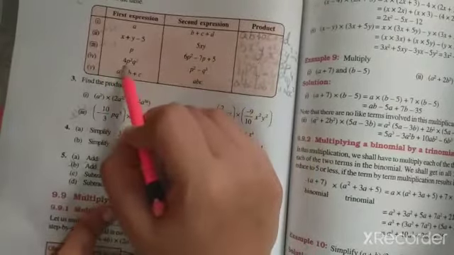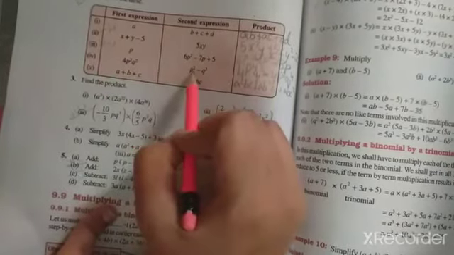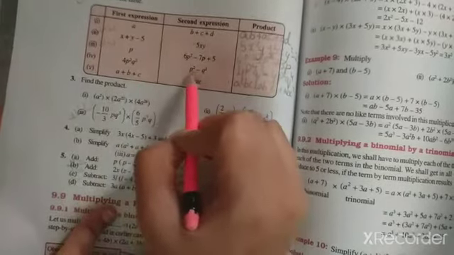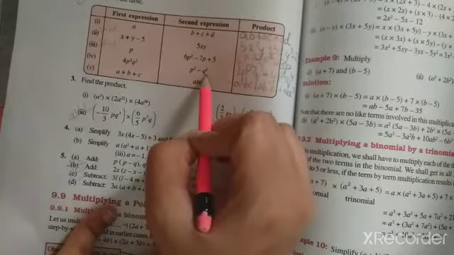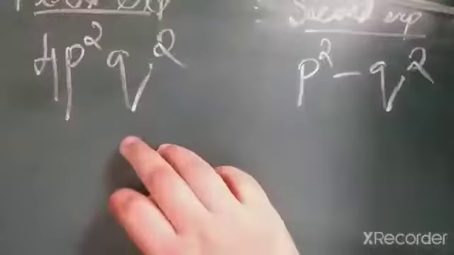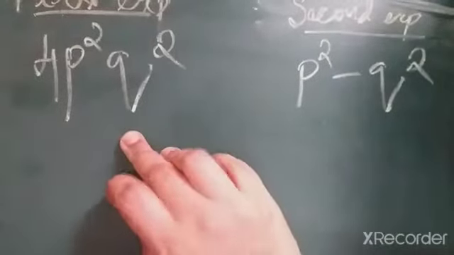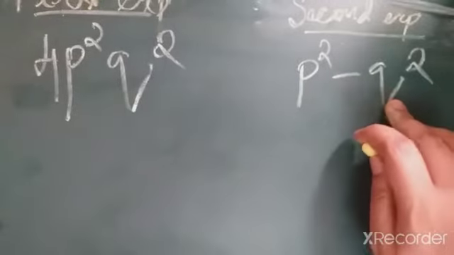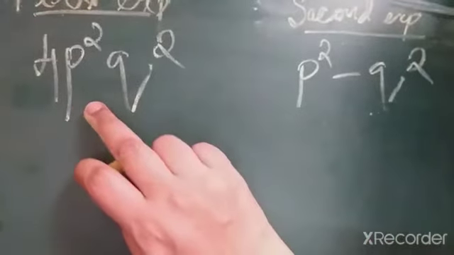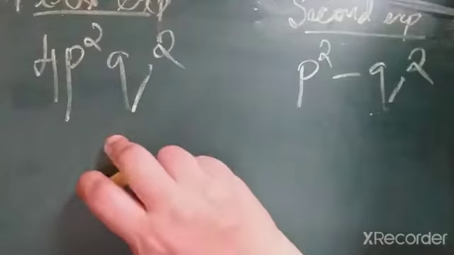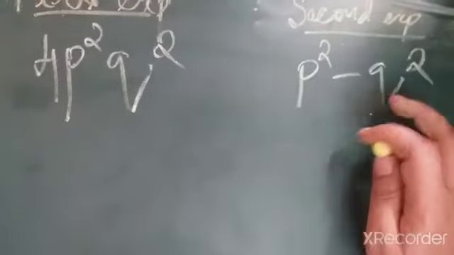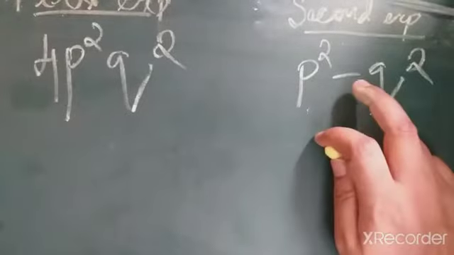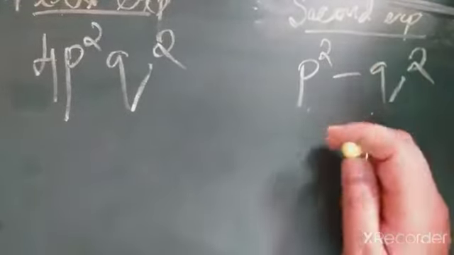Now the fourth one: 4p square q square and p square minus q square. This is a monomial and this is a binomial. This is the first term, this is the second term. Now this is the fourth sum, children. The first expression is 4p square q square. The second expression is p square minus q square. So here the first one is a monomial, in between no symbol, so a single term is a monomial. The second expression is a binomial. Binomial means two terms. This is the first term, this is the second term. In between a symbol is there, so it divides into two terms.